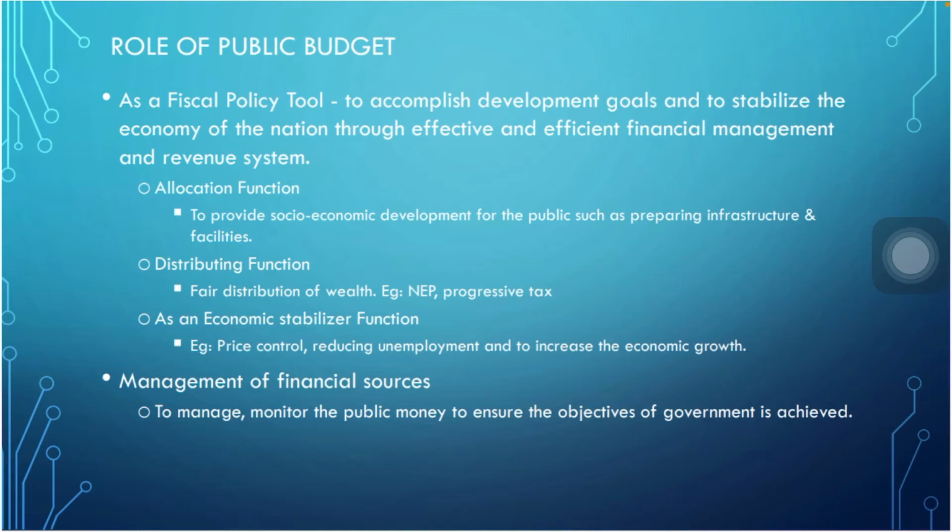So basically untuk fiscal policy tool ni, kita nak kata kalau a government have a good public financial administration and as well as a good revenue system, therefore, in order for a state to accomplish the development goals and also to stabilize the economy can be made effectively and also efficient. So, dia ada 3 function untuk under fiscal policy tool ni. The first one is allocation function. So, fungsi peruntukan. Contoh macam fungsi peruntukan ni sangat penting bertujuan infrastructure development lah.